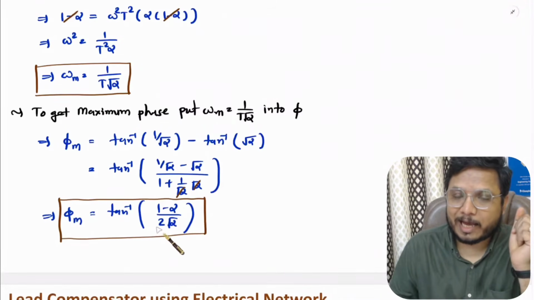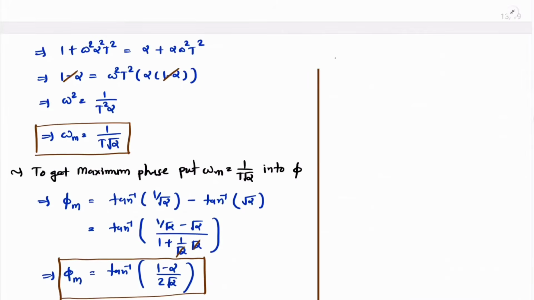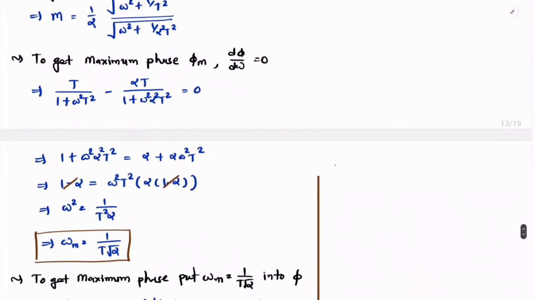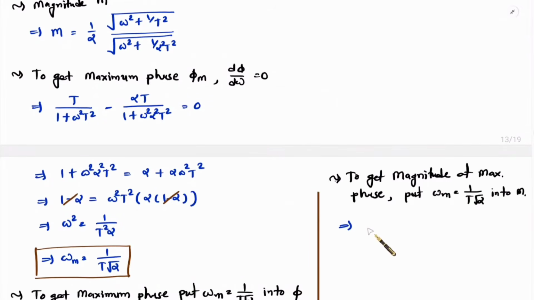Now I'll explain the calculation of magnitude at maximum phase. To get the magnitude, here we need to substitute this frequency in the equation of magnitude, right? Now I will substitute this omega m into this equation. So magnitude will be 1 by alpha into the square root of, instead of omega square, we need to place the square of this. So that will be 1 by T square alpha, right?